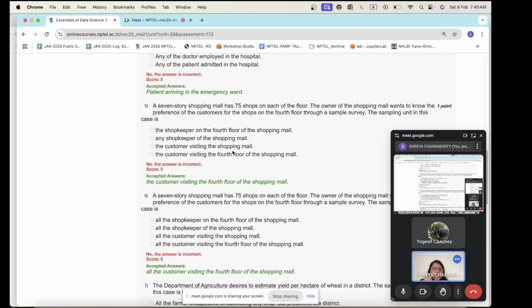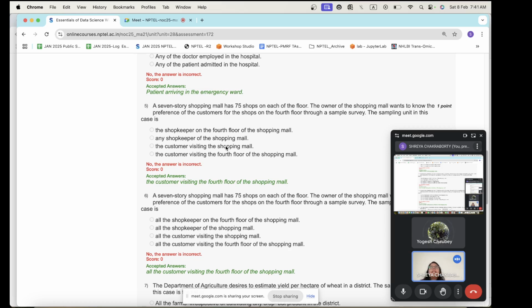See, I'll tell you one thing. Your answer is not wrong. It is very probable. Any customer visiting the mall can give a survey of the fourth floor. But the problem is, if that customer is not going to the fourth floor, that customer will not enter any of the shops in the fourth floor.